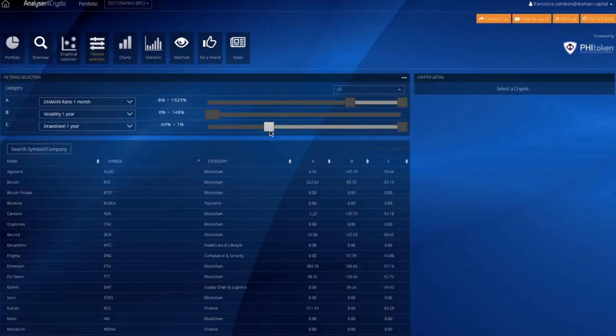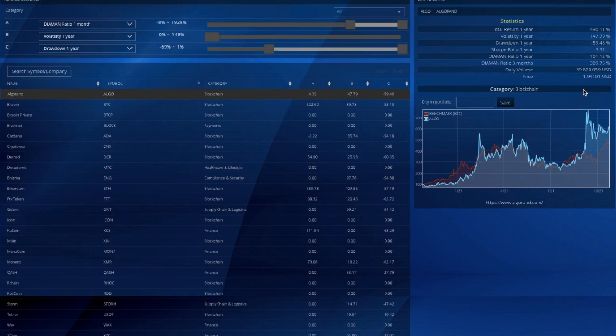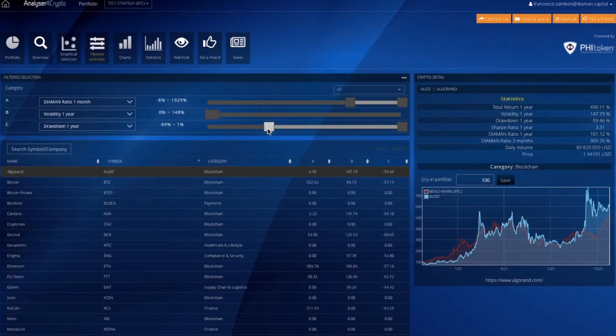At this point, you can analyze the cryptocurrencies that survived by clicking on it and examining on the right the main statistical data and being able to insert a quantity in the portfolio. It is also possible to order the cryptocurrencies based on one of the indicators by clicking on the relative arrow.